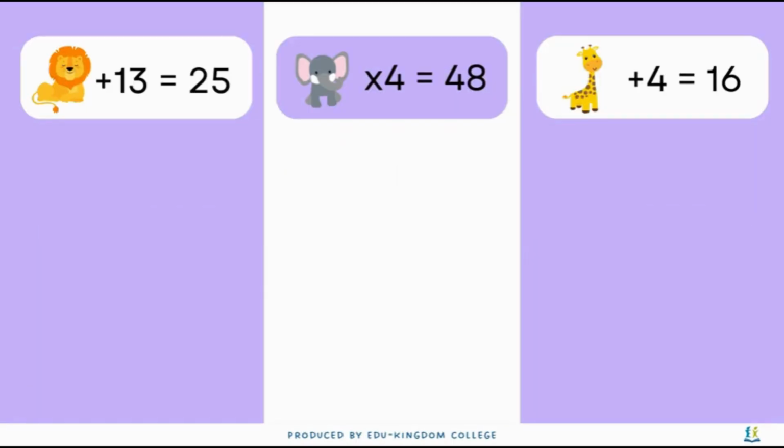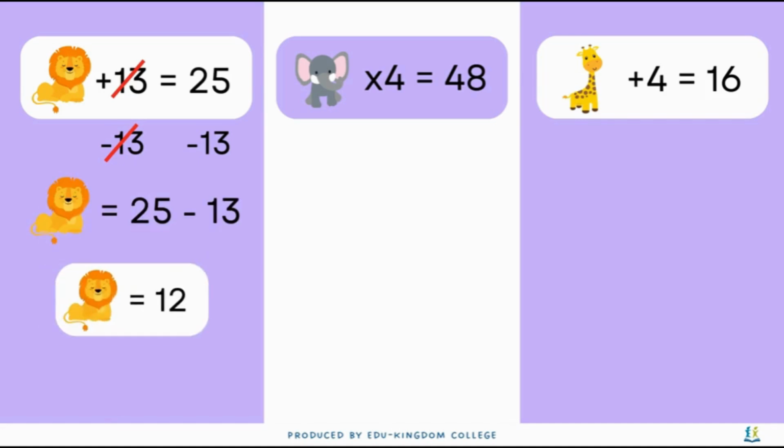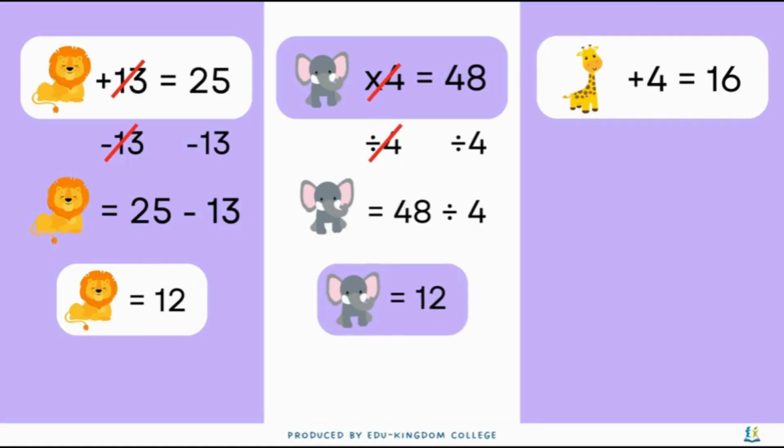Now I have a lion. A lion plus 13 gives us 25. In order for me to get rid of the 13, I can just minus 13 on both sides. Therefore, the plus 13 and minus 13 cross out each other, so the lion equals 25 minus 13, therefore equals 12. And for the elephant, I need to get rid of the times 4 by dividing both sides by 4. The times 4 and the divide by 4 are going to cross out each other, so I have the elephant equals 48 divided by 4, therefore the elephant equals 12.